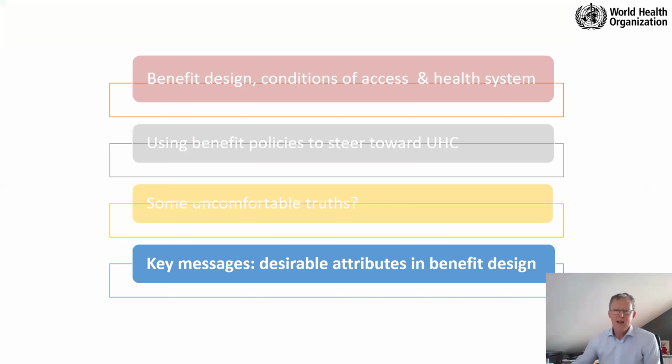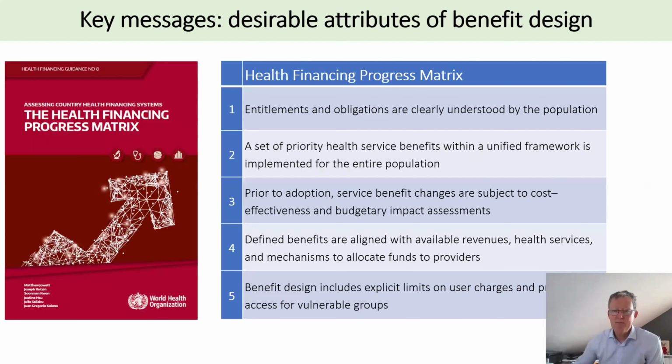And we'll just finish off with some key messages, and again, I'm not going to read all these out. What we've done in this particular document, the Health Financing Progress Matrix, is define what we think is good practice around benefit design. We've done it for other areas of health financing policy as well. We've defined these as desirable attributes of benefit design. There are 5 there. I leave them with you and with Ahmed and others to discuss.